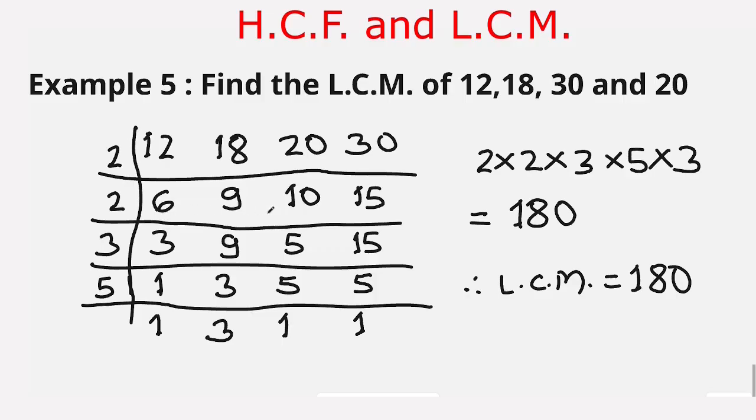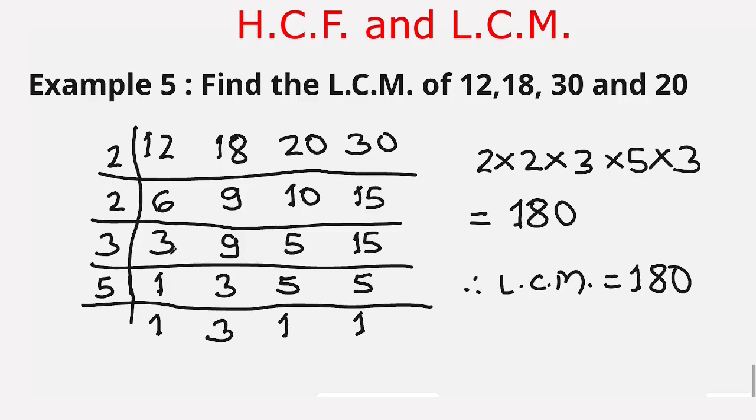Those numbers are 6 and 10. So we divide by 2. 2 divides 6 for 3 times. We carry 9 as it is, as 9 is not divisible by 2. Then 2 divides 10 for 5 times and 15 is not divisible by 2, so we carry 15 as it is. Now there is no number which is divisible by 2.